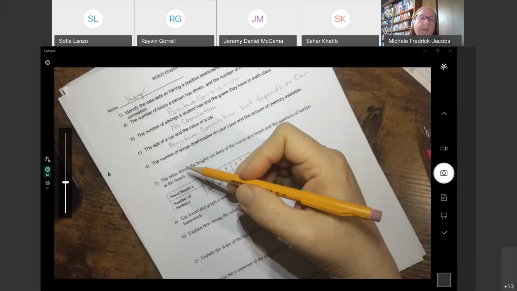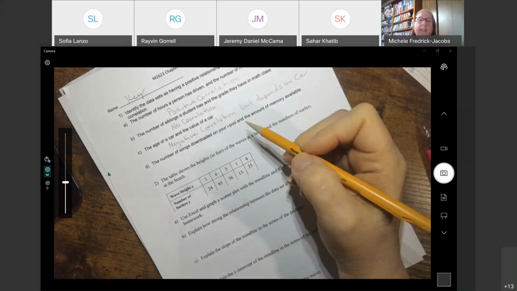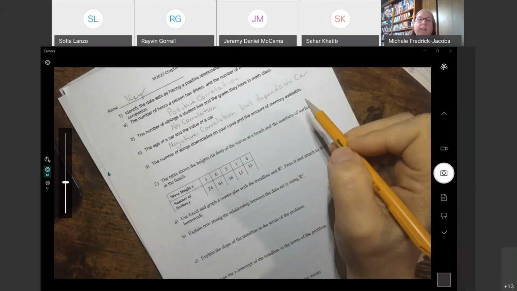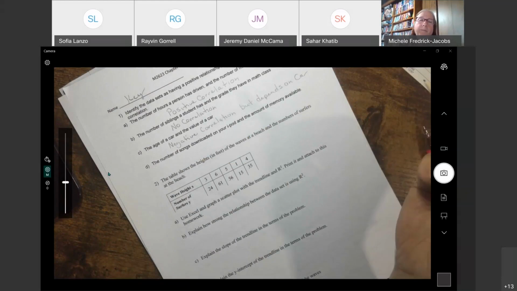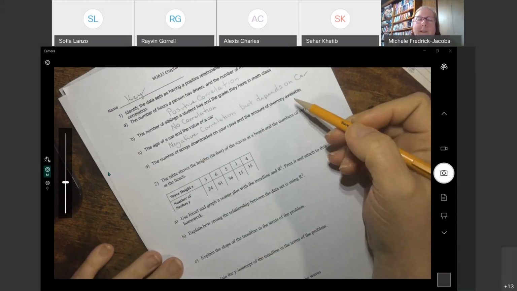How about the last one? The number of songs downloaded on your iPod and the amount of memory available. Negative correlation. Negative? Does anyone know what an iPod is?